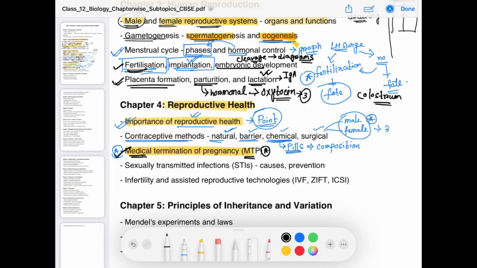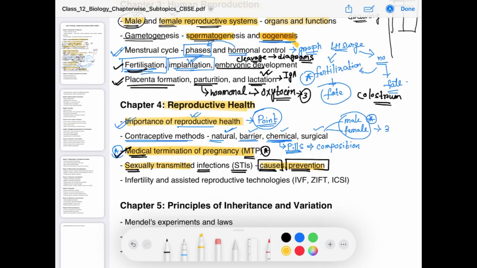Okay, next there is sexually transmitted diseases, STIs, sexually transmitted infections or diseases. We have to know about the causes, why it is happening, and how we can prevent it. There are 4 points given about the causes, and also there are points given for the prevention. Okay, so you have to memorize all those, and this is a very easy part. You have to know the names of those diseases, the causing reasons, and the preventive measures.